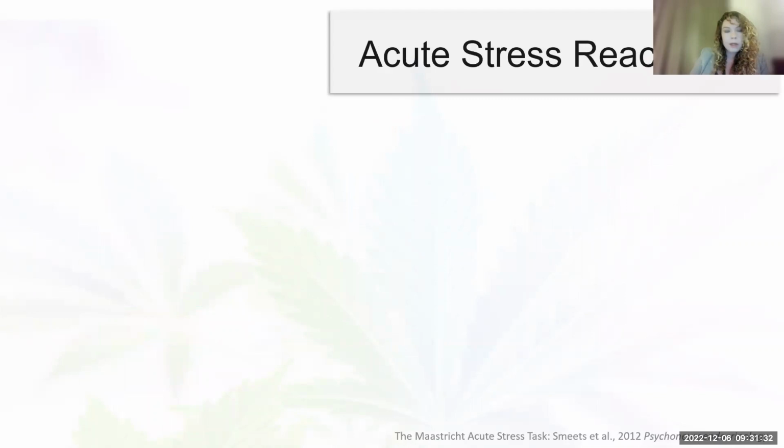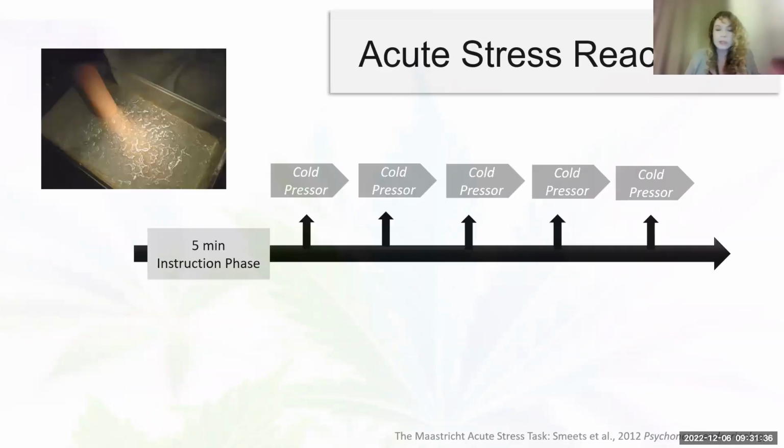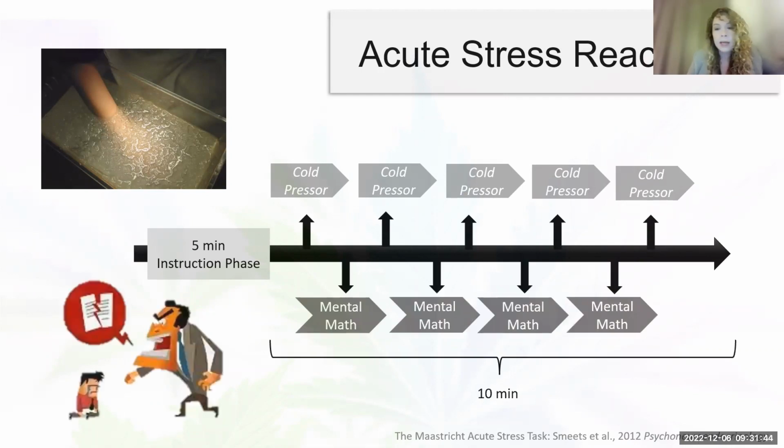So one of the tasks we put our participants through is this acute stress reactivity task. They don't really know what's going to happen, but they're told, okay, you have to put your hand in this ice cold water, and then a buzzer is going to go off, and then we give them math problems to do. If they're wrong, we tell them that they're wrong and they have to start over. And if they're doing it right, we tell them they have to hurry up and go faster. Then another buzzer goes off and they have to put their hand back in the cold water. They don't know how long it's going to take, but it's a 10-minute task.